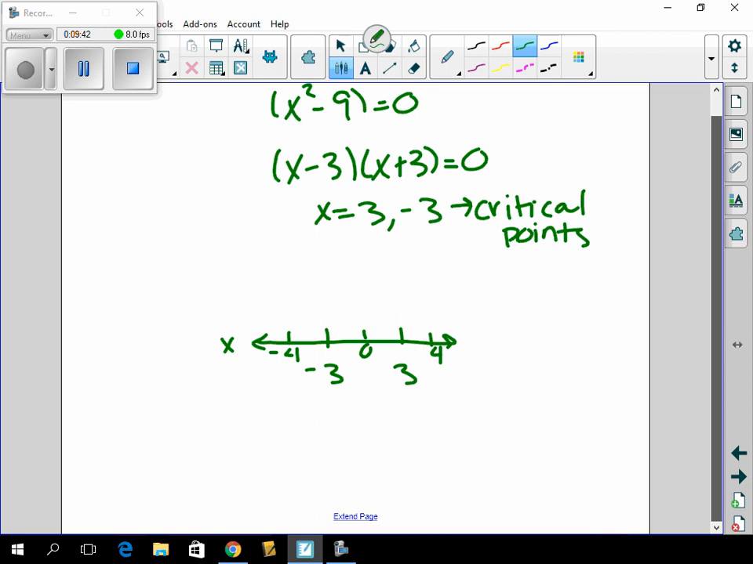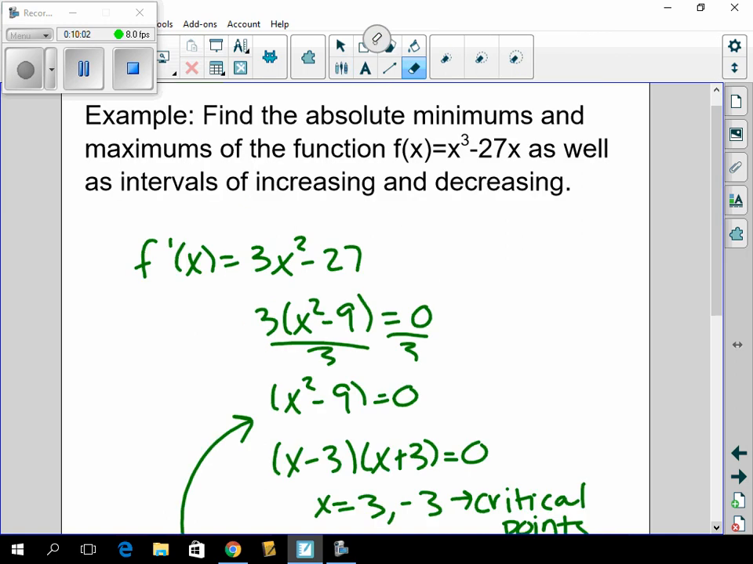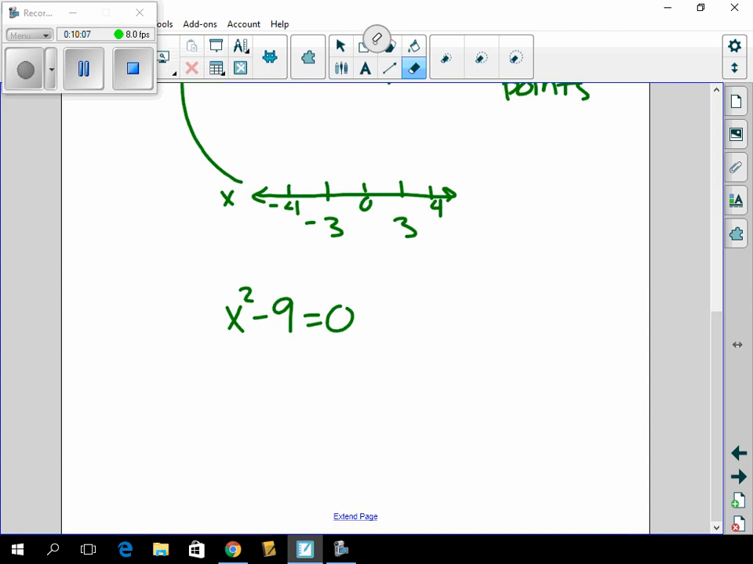And what I want to do is look at these values and how they affect my derivative. I ended up with x squared minus 9 equals 0. So this is kind of the last step I was looking at. We actually don't need that equals 0. So just x squared minus 9.